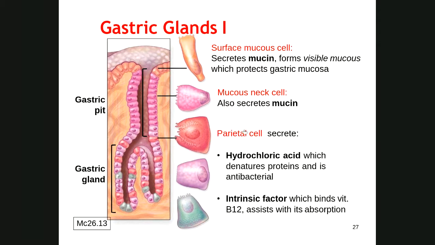The parietal cell secretes hydrochloric acid and intrinsic factor. Hydrochloric acid, HCl, is important for denaturation of protein, and it has an antibacterial function, killing bacteria. In addition, it helps in activation of pepsinogen, the protein digesting enzyme, which is also secreted by the chief cells in the stomach. Intrinsic factor is important for the absorption of vitamin B12 that happens in the terminal ileum, which is the last part of the small intestine. So the intrinsic factor is secreted by the parietal cell.